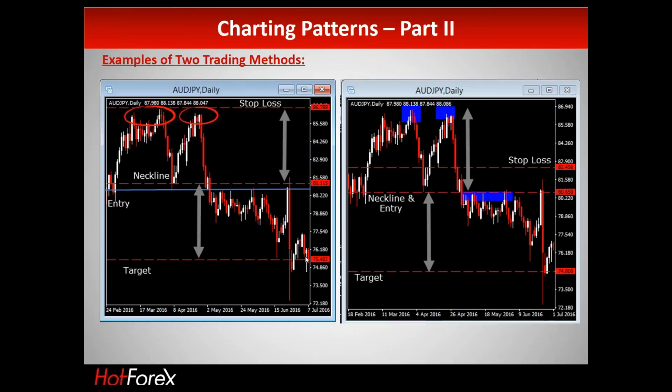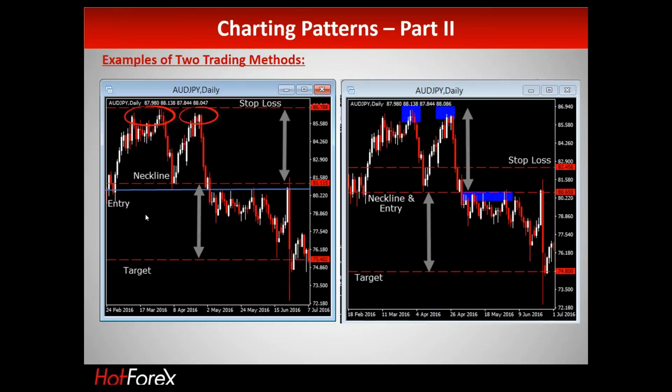That's a good tool to set your target and not put it too early or too far away. It's a good tool to use that distance from the neckline to the very top.